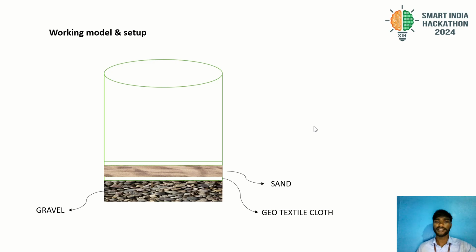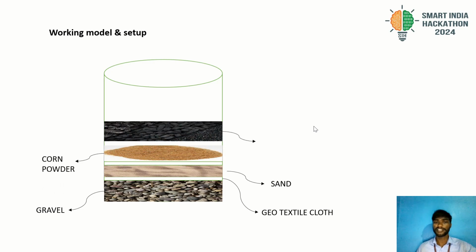After placing the fine sand, we add the third layer, which consists of powdered corn cobs. The powdered corn cobs must be cleaned and dried before being layered. This layer should also be evenly spread over the previous sand layer. Now we place another layer of geotextile cloth on top of the powdered corn cob.